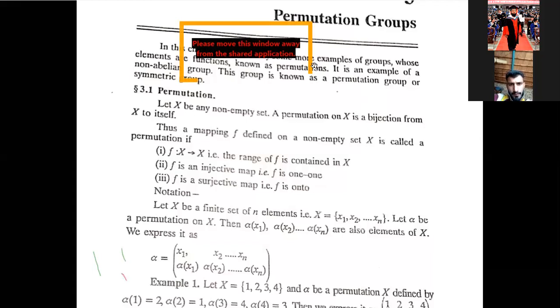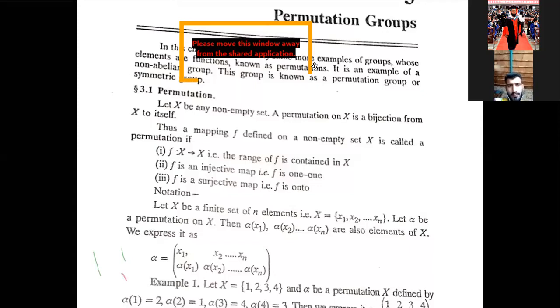Now, example: let X have elements 1, 2, 3, and 4, and let alpha be a permutation on X defined by alpha of 1 is 2, alpha of 2 is 1, alpha of 3 is 4, alpha of 4 is 3. Then we express it as, in the first row, the same elements of X: 1, 2, 3, 4. Now what is the image of 1? Alpha of 1 is 2.